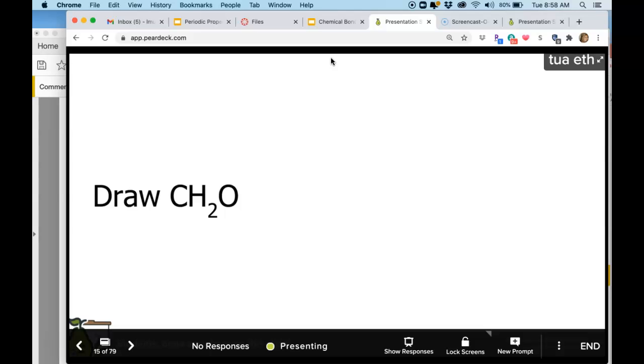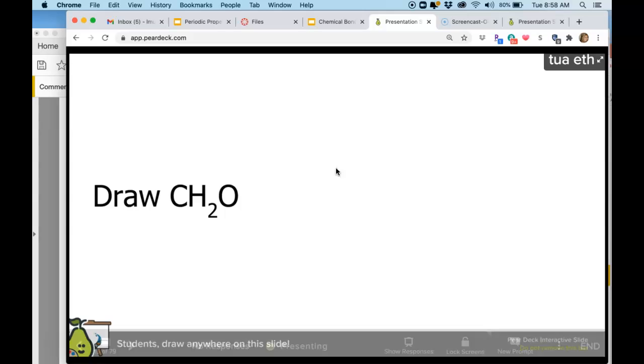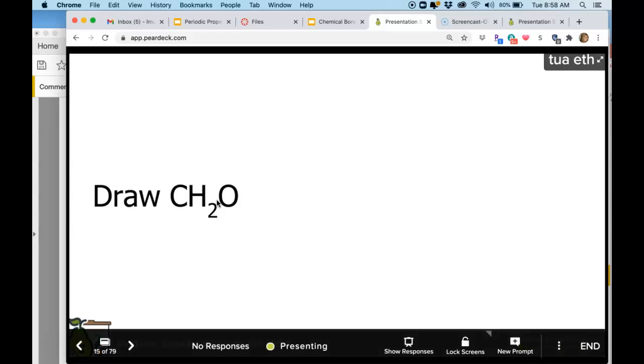All right, so we're going to start off drawing CH2O. This one's going to be a little bit harder. So if this is an organic compound, how do I know? A main component of an organic compound is carbons, and then when you see hydrogens and oxygens, it is an organic compound. So carbon with hydrogens and oxygens are called organic compounds.